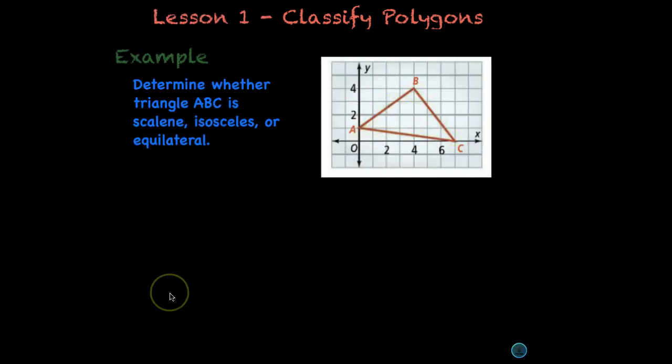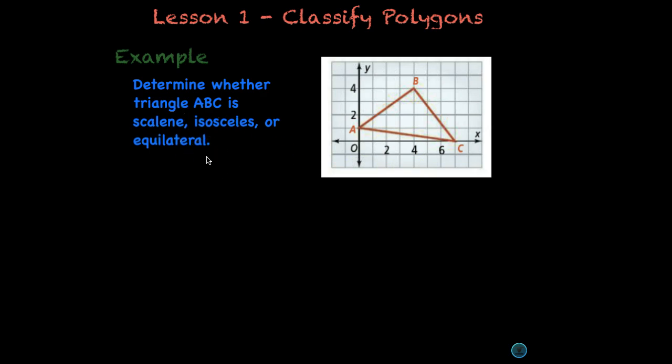Let's go ahead and look at our first example. In this example, we want to determine whether this triangle ABC is scalene, isosceles, or equilateral. Well, how do we do that? The first thing is to remember what scalene, isosceles, and equilateral mean.